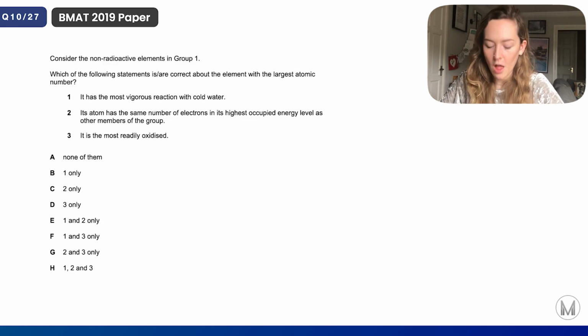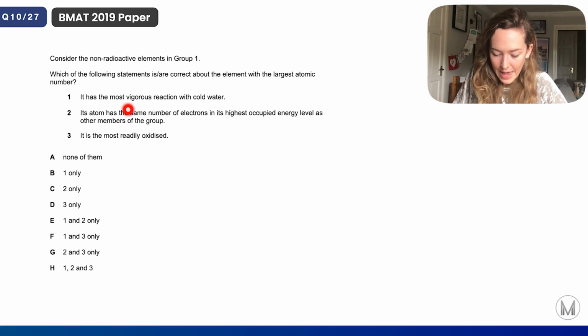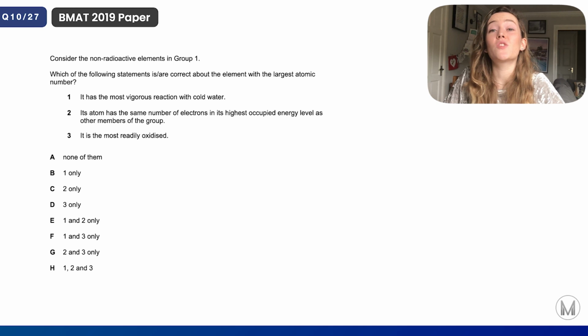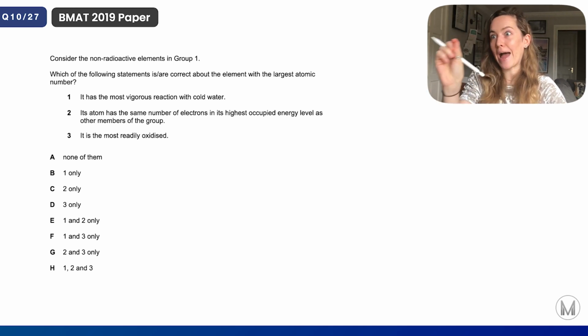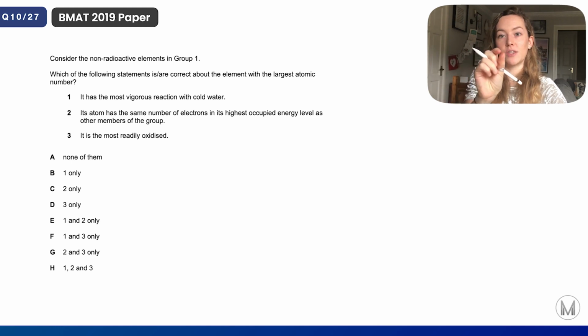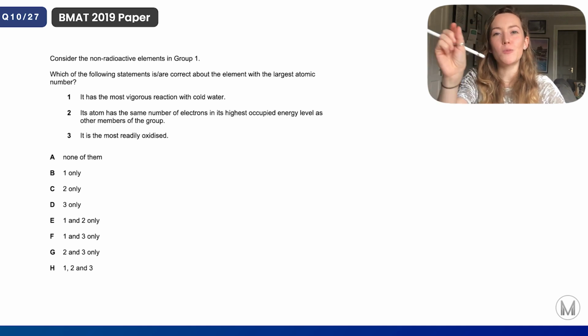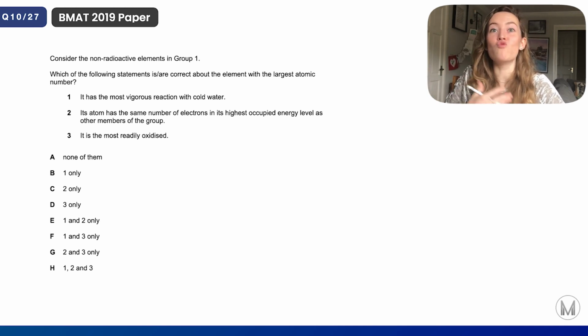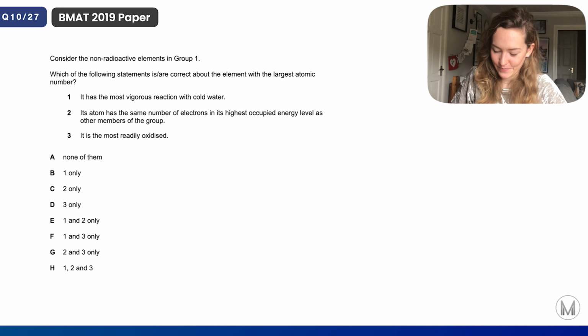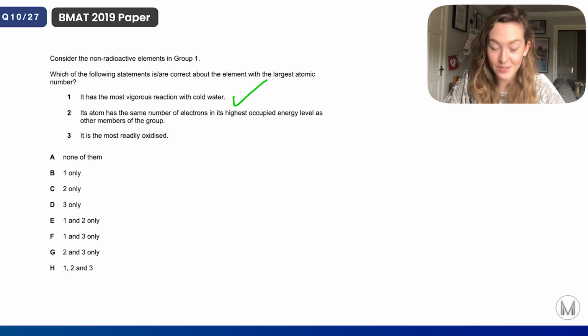Question 10. This first statement here, it has the most vigorous reaction with cold water. This is fairly logical. As we move down group 1, the one electron in the outermost, the highest energy shell, is going to get further and further from the nucleus as we move down. We've got more shielding going on. So it's going to be easier and easier to lose that outermost electron. So as we go down the group, we are going to get a more vigorous reaction with cold water. So that statement is correct.